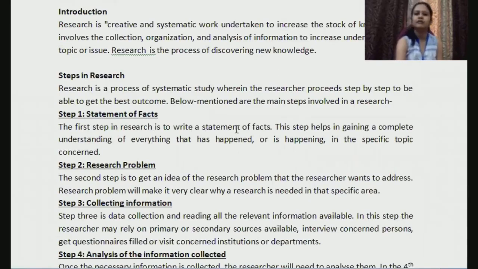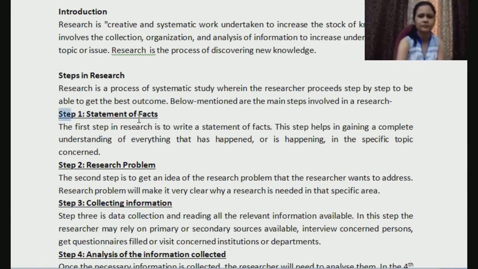The first step in research is to write a statement of facts. In this step, we gain complete understanding with regard to the matter, what is happening, and the specific topic concerned. Take, for example, you would study what the legal system in India is. Then you would come specifically to the criminal justice system. What is the criminal justice system? Who is dealing with the criminal justice system? Those basic details you would get. All right, that is the statement of facts. The broad area where your research falls, you would try to get some idea with regard to that. All right, that is the first step.